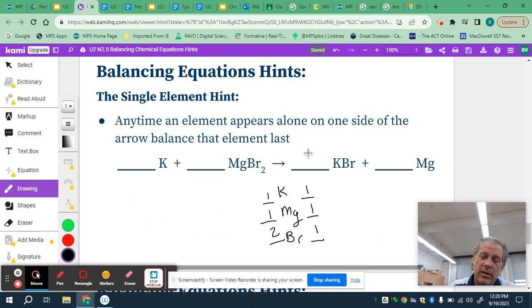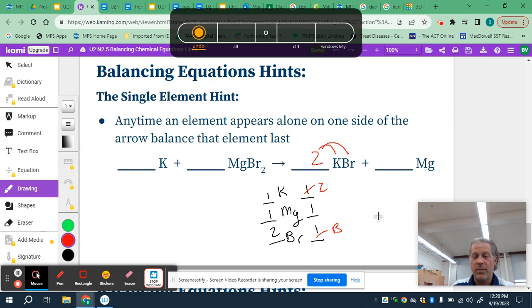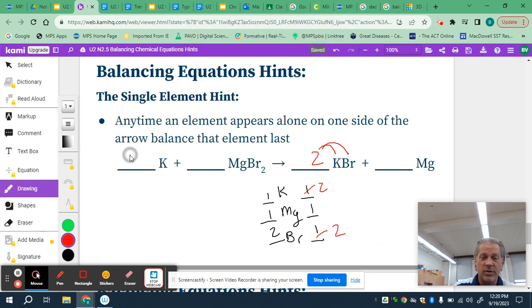Bromines are not. So I'm going to put a coefficient of 2 over here. That 2 is going to distribute itself to the potassium and the bromine. So I'm going to have 2 potassiums, and I'm going to have 2 bromines. Now, in this case here, the only thing that's left to balance is this potassium, which I can just simply put a coefficient in front of, which in this case is going to be a 2 because there's nothing to multiply by. So that makes it a little easier to balance. Always try to do the single ones last.